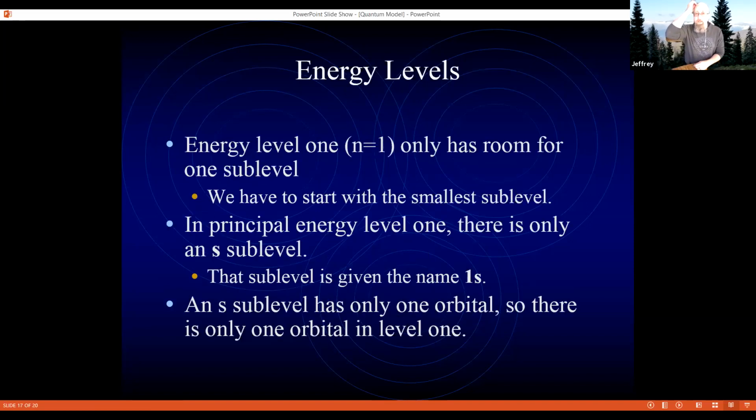So breaking down each energy level again, energy level 1 has room for 1 sublevel, and that would be S. So in energy level 1, there's only 1 sublevel, that's sublevel S. And sublevel S only has 1 orbital, right? So the whole of the first energy level is just a single orbital that can hold up to 2 electrons.